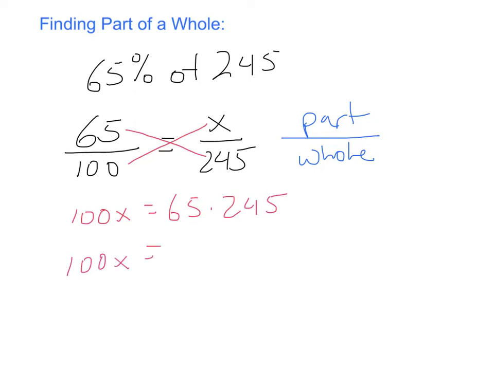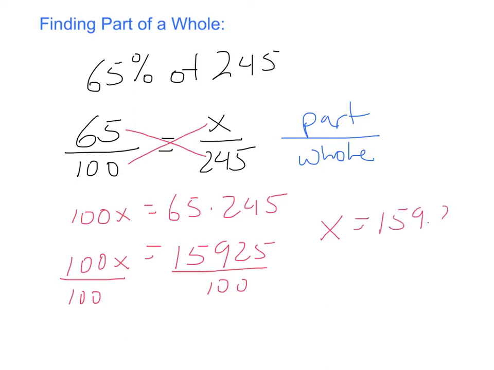So 100x is equal to 15,925. Divide both sides by 100, and I get x is equal to 159.25. So 65% of 245 is 159.25.